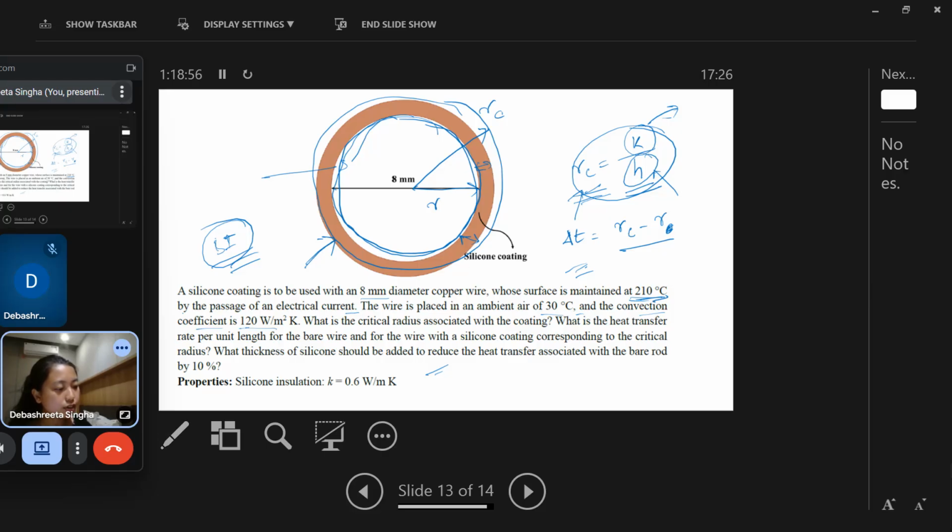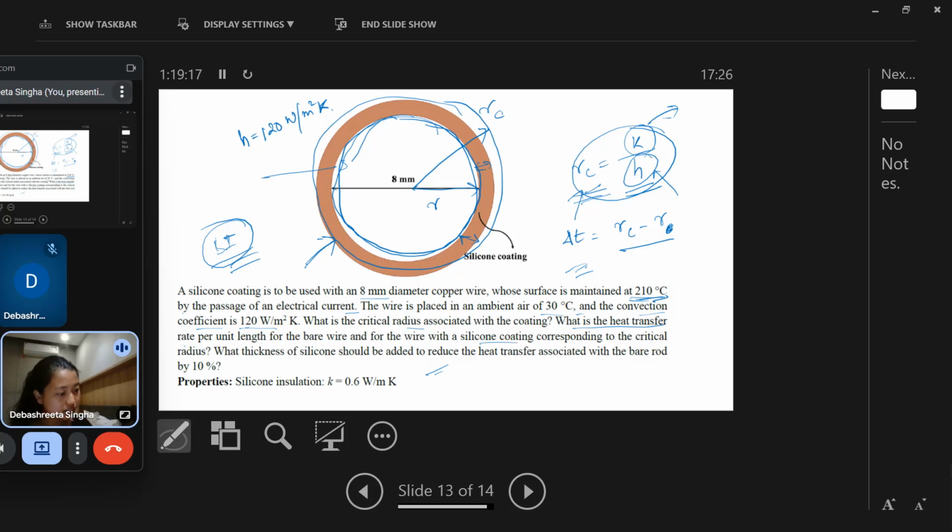So this is what is H. This is the heat transfer coefficient of the surrounding air, the ambient air. What is the critical radius associated with the coating? And what is the heat transfer rate per unit length for the bare wire and for the wire with the silicone coating? So first is the critical radius.